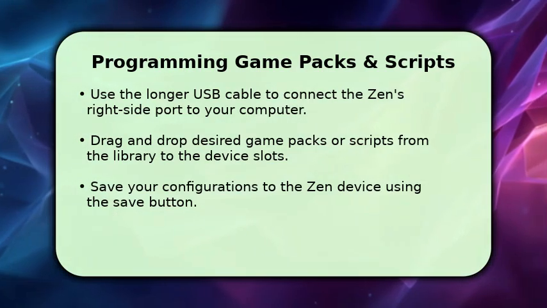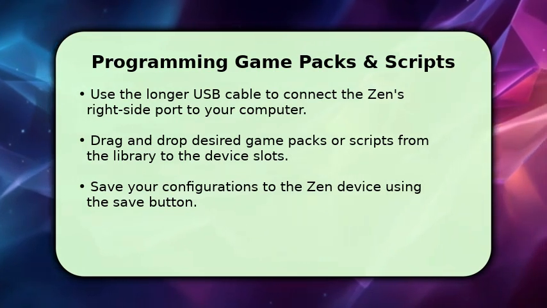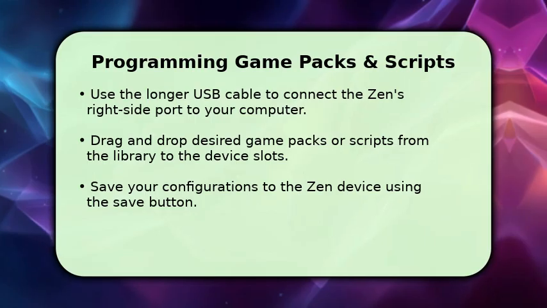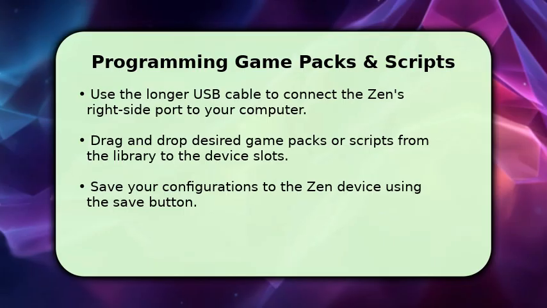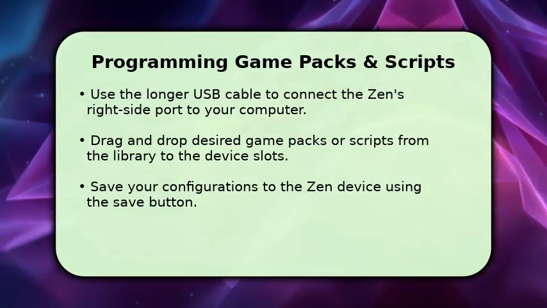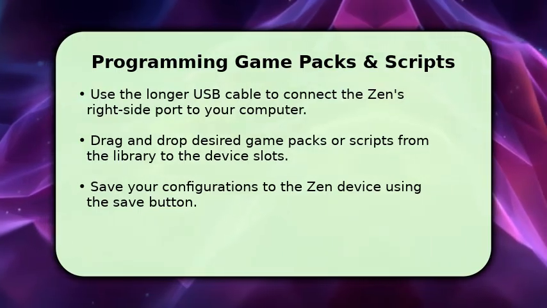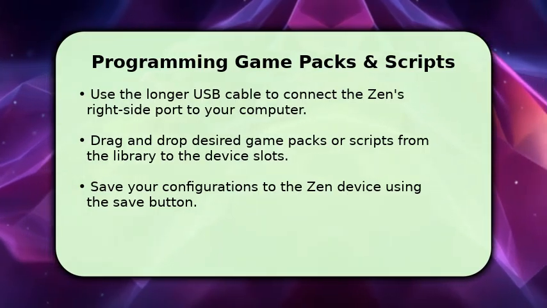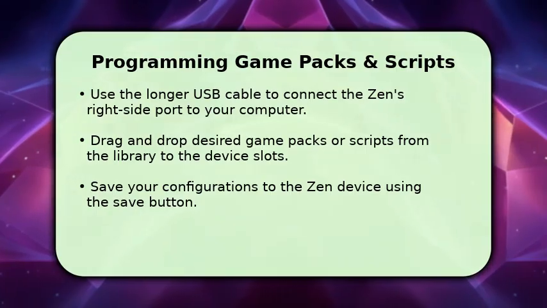Now, let's program your Zen with game packs and scripts. Disconnect the short cable and use the longer USB cable to connect the Zen's right side port to your computer. In Zen Studio, you can browse the extensive library of game packs and scripts. Simply drag and drop your chosen items into one of the 8 available memory slots on your device. After arranging your selections, remember to click the Save button to apply these configurations to your Zen.